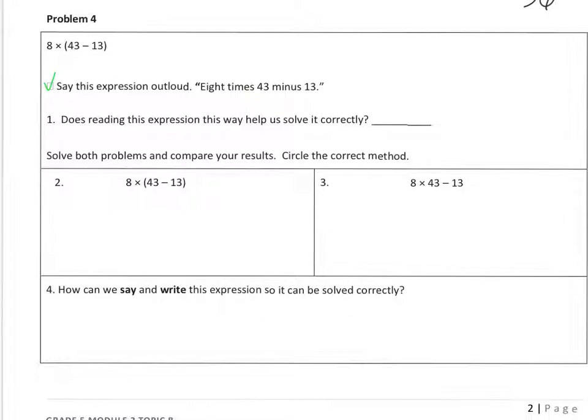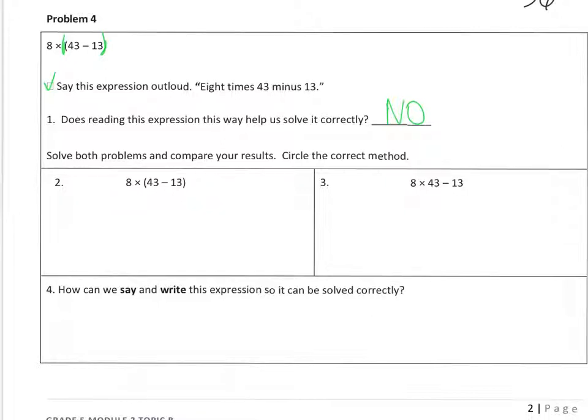So does reading the expression this way help us solve it correctly? Well, no. Because the way we read it out loud, we totally left out the parentheses, so we wouldn't know that you have to do 43 minus 13 first. So we're going to solve it both ways.